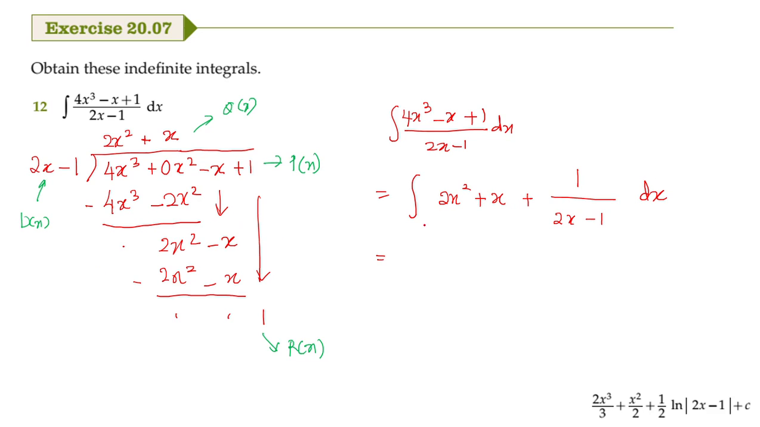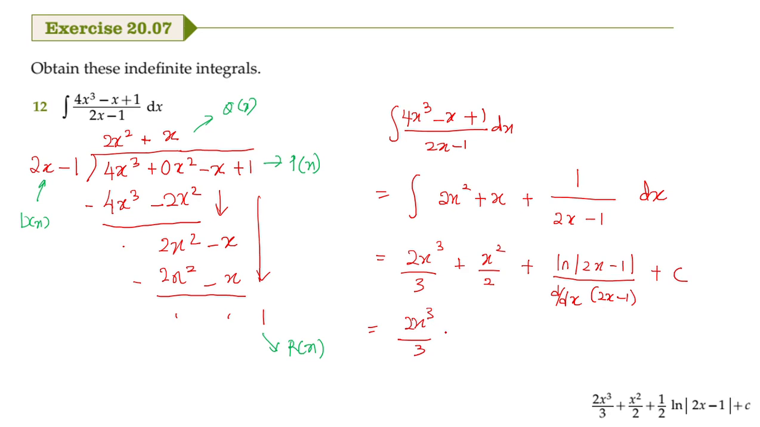Okay, now integrate 2x squared. This become 2x cubed over 3 divided by the new power. Don't forget. Integrate x, you will have x squared over 2 plus, over here you will have ln 2x minus 1. But don't forget to differentiate the function. And plus c, simplify further, 2x cubed over 3 plus x squared over 2 plus 1 over 2 ln modulus 2x minus 1 plus c.